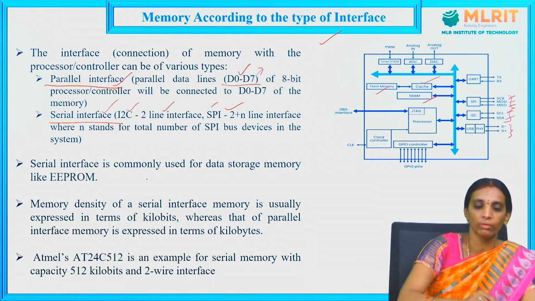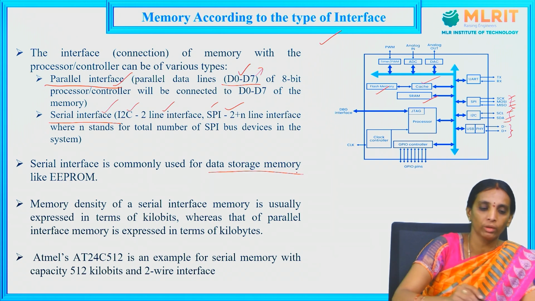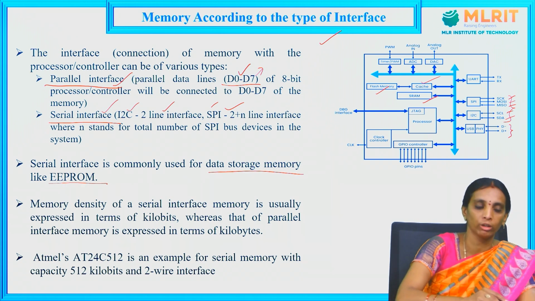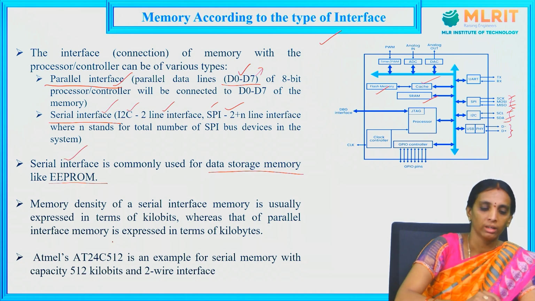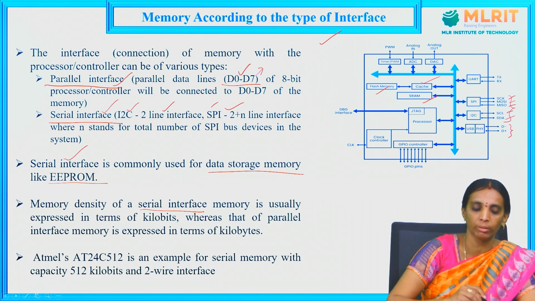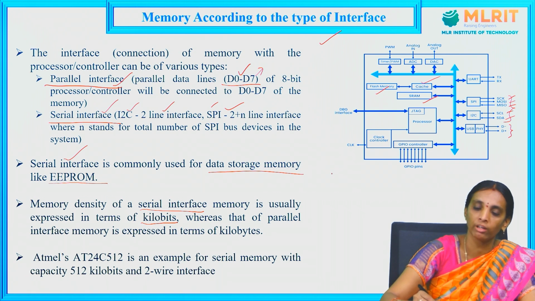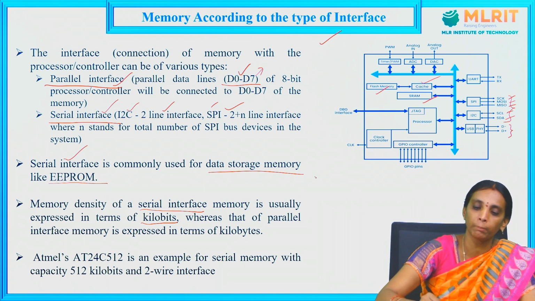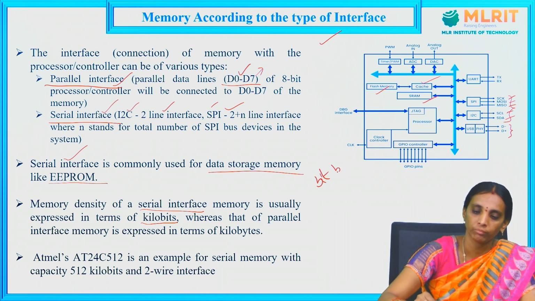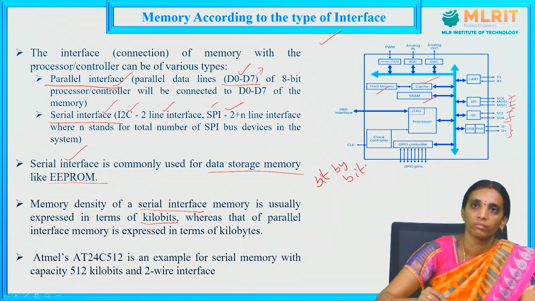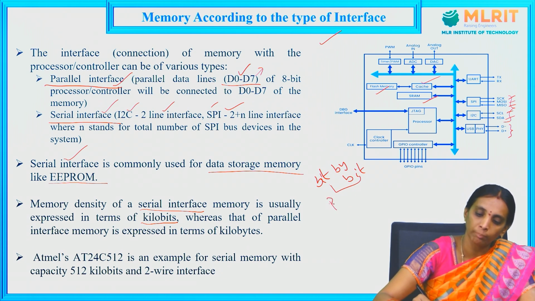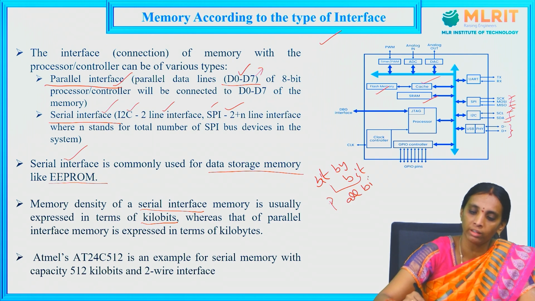The serial interface is commonly used for data storage memory like EEPROM. So for EEPROMs, we prefer serial interfacing. The memory density of serial interface memory is usually expressed in terms of kilobits. Serial interfacing means we transfer bit by bit. We know that serial data communication is nothing but transferring bit by bit. In parallel data transfer, we can transfer all the bits of data at a time.